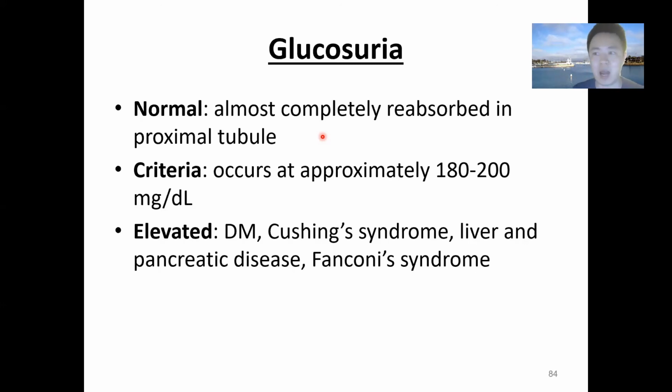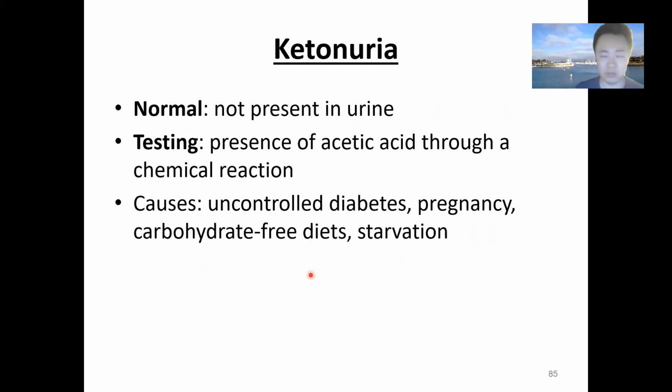That glucose will leak out through the renal system, okay, and that's why they say that whenever someone's urine smells sweet, when someone urinates and it smells kind of sweet, that's pretty scary at that point, okay. Now, it occurs at approximately 180 to 200 milligrams per deciliter, and elevated amounts are indicative of diabetes mellitus. Diabetes mellitus is the most common form of diabetes. There's diabetes insipidus, which is the less common form. Cushing's syndrome, liver and pancreatic disease, and Fanconi syndrome are also possible consequences of glycosuria or glucosuria.